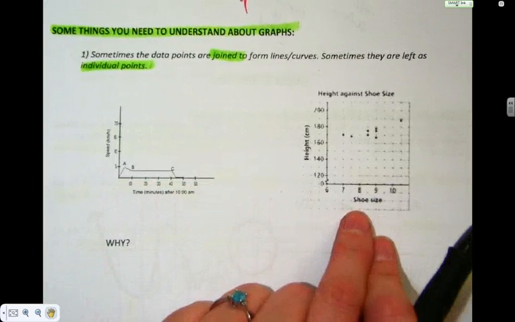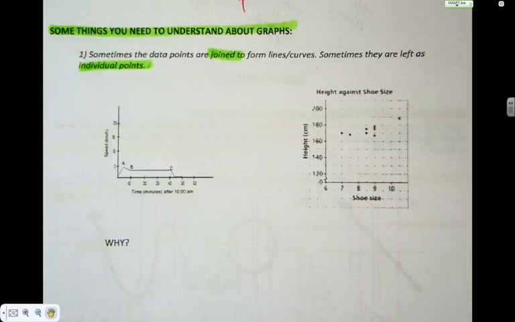What do we measure shoe size in? Full size and half size. That's it. Can we have quarter? Could we have thirds? Could we have 3/4?